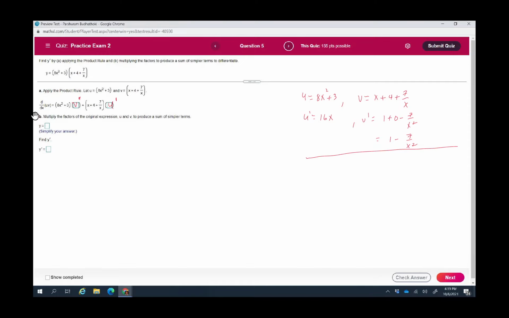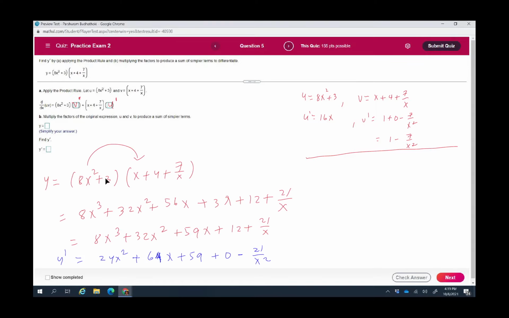And now the second part: we would like to multiply them first, before finding the derivative of the product, without using the product rule. So let's find the product of these two functions, u and v. For that we can just FOIL them. You just have to multiply 8x squared with the first, second and third term. And that will give you this, this and this.